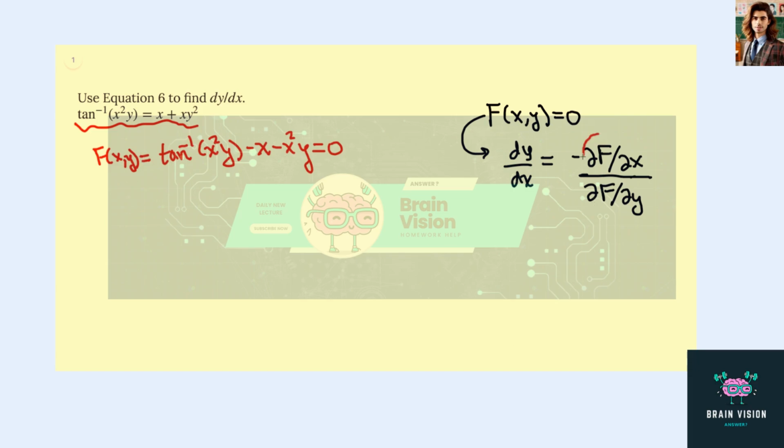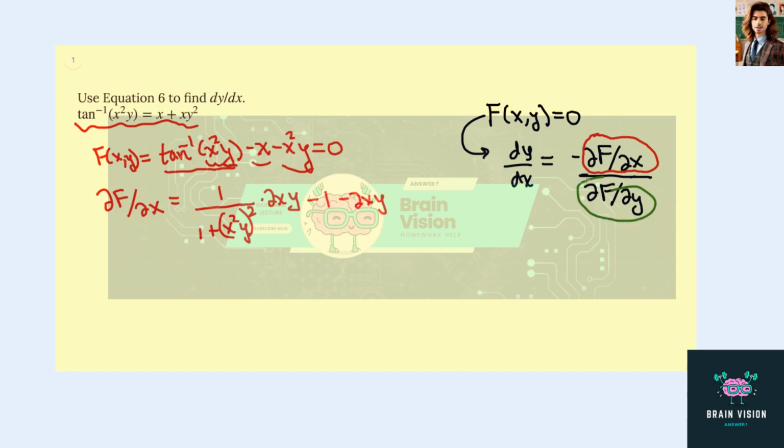So looking at our equation over here, there's some derivatives we have to find, so let's go find those. So first is the derivative with respect to x, so tan inverse. And then multiply by the derivative of the inside with respect to x, using the chain rule there. And then we have minus 1, and also a minus 2xy.